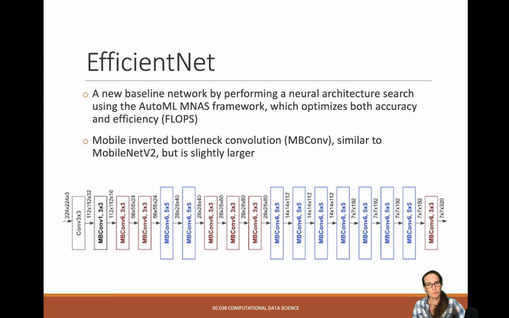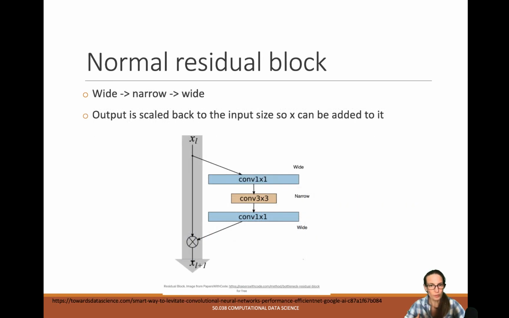So this basically consists of MBConv blocks, which is mobile inverted bottleneck convolutions, similar to MobileNet version 2, which I won't go into detail, but it's slightly larger. So how does this MBConv look like? If we look at a normal residual block, it goes from wide to narrow to wide. So the output is scaled back to the input size so that X can be added to it. So in residual blocks, remember that we have the identity function here.